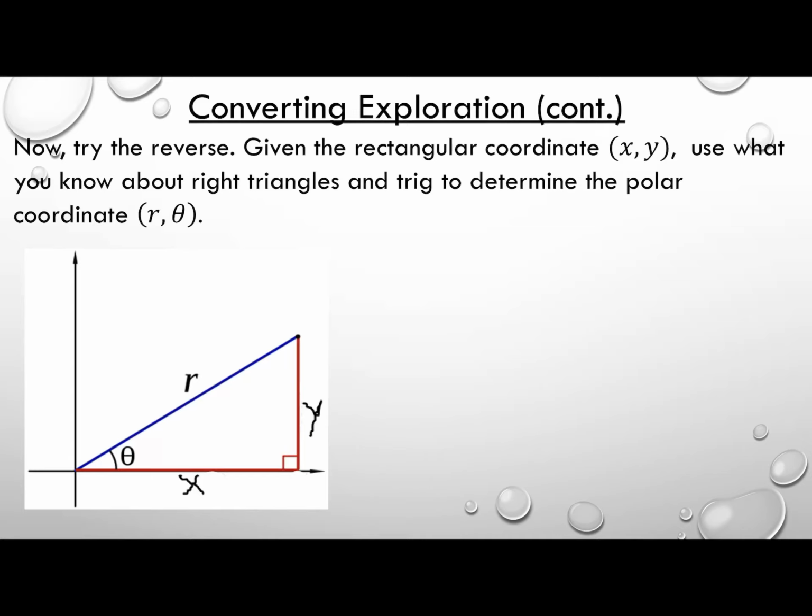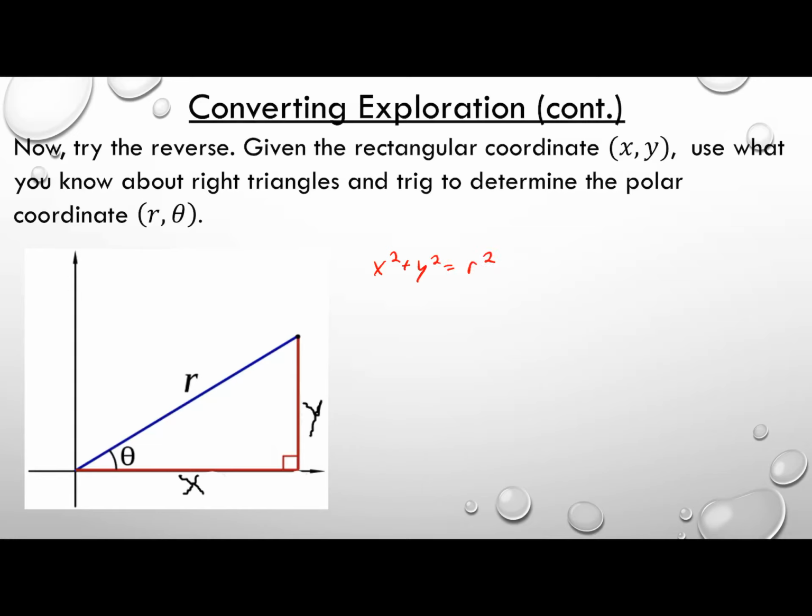So first, let's try to determine what r is equal to. Well, let's see. We have a right triangle. And we know two sides of this right triangle. So hopefully, this is one of the very early formulas that you ever learned. We're going to use the Pythagorean theorem. So we got our x squared plus our y squared is equal to r squared.